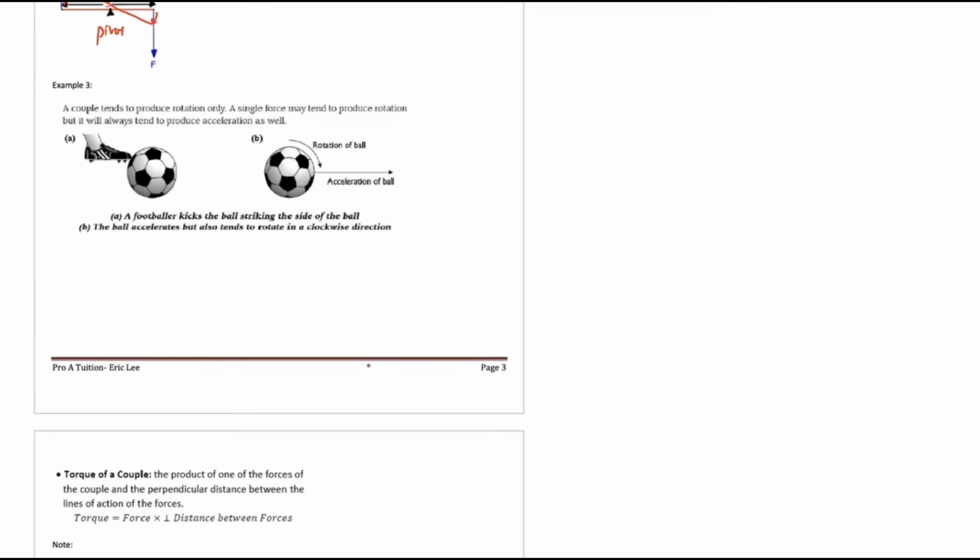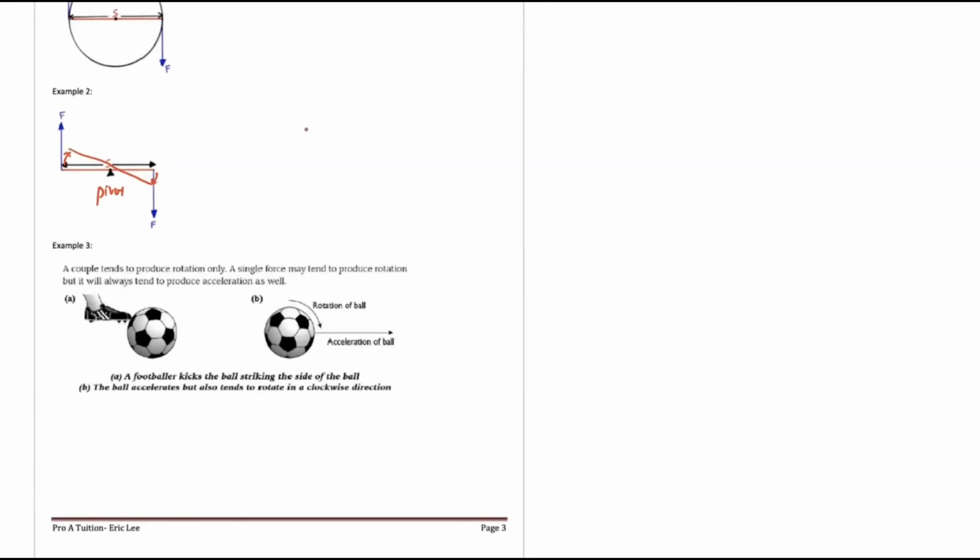Sorry, what if there is a couple of forces and no acceleration? Oh, why is it no acceleration? Because you want to have acceleration, right? Based on Newton's second law, net force equal to ma.